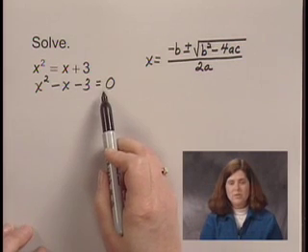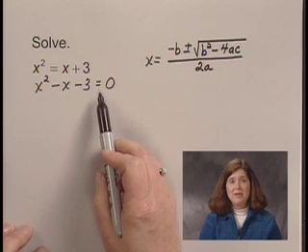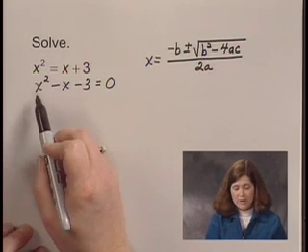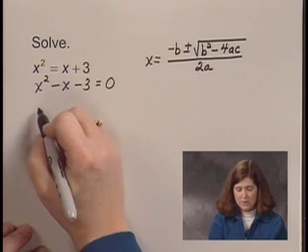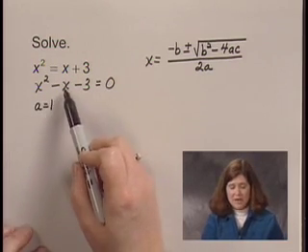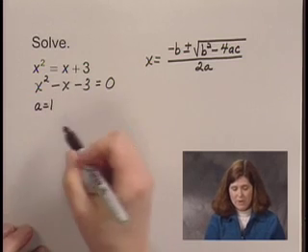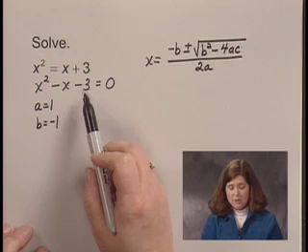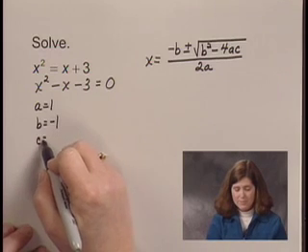Looking at this equation, we need to determine what a, b, and c are. A is the coefficient of the x squared term. That would be a 1 since nothing's written there. B is the coefficient of the x term. That would be negative 1. And c is the constant term. That would be negative 3.